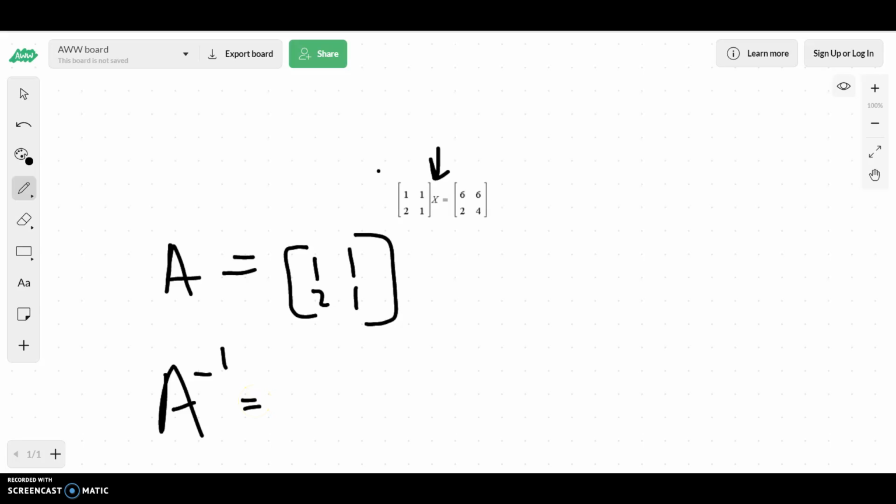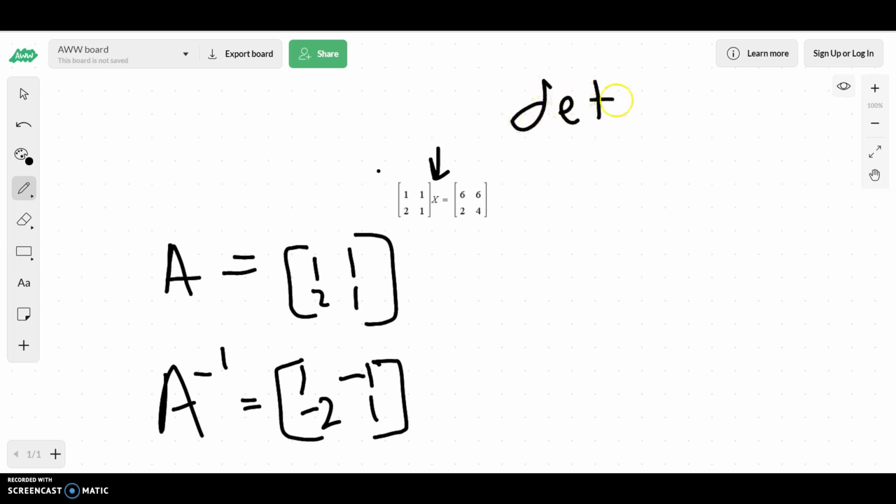So to take the inverse of that matrix A, what you need to do, if you remember from before, we flip this and this. So I'm going to flip 1 and 1. And we make this negative here, and we make this negative here. So that's negative 1 and negative 2. We also, after that, find the determinant. And you find the determinant by doing the major axis, which is 1 times 1, minus the minor axis, which is 2 times 1. Which would give you 1 minus 2, which is negative 1.